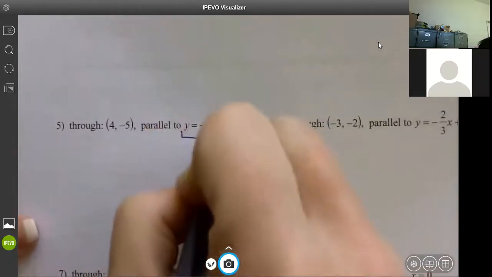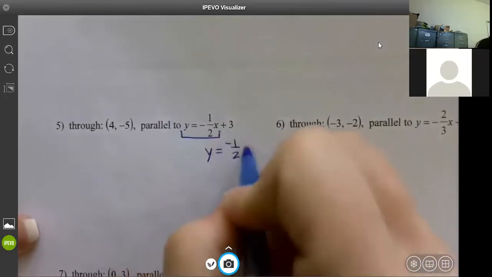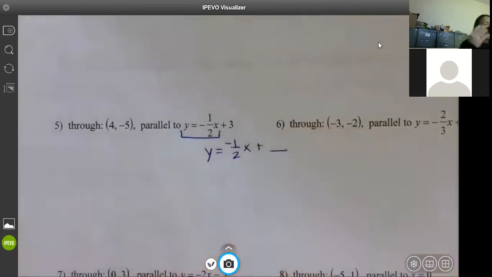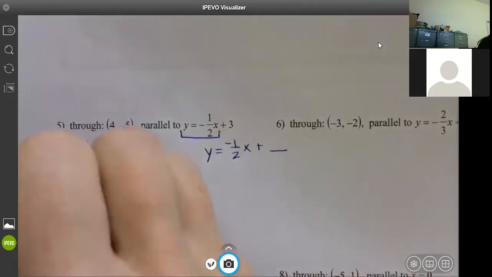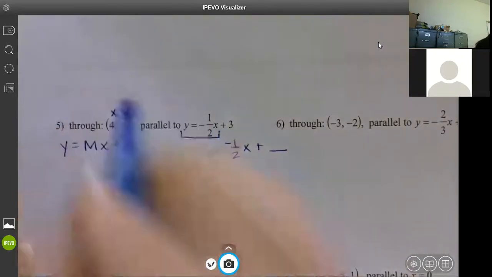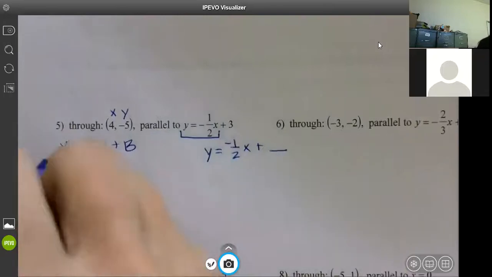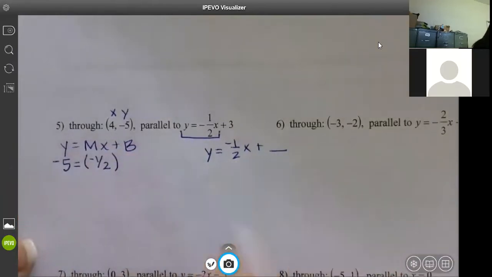It will always be the beginning of the equation. So my answer is going to be y equals negative 1/2 x plus something. I've got to figure out what that something is. I use my coordinate to plug in for x and y. What's my y coordinate? What was my slope? Negative 1/2. It's the only number that I need in the equation.